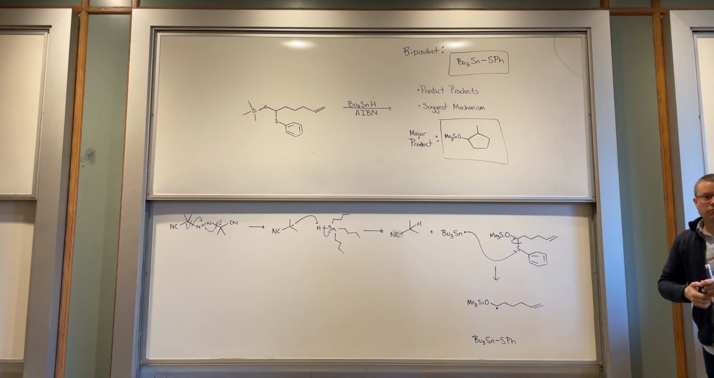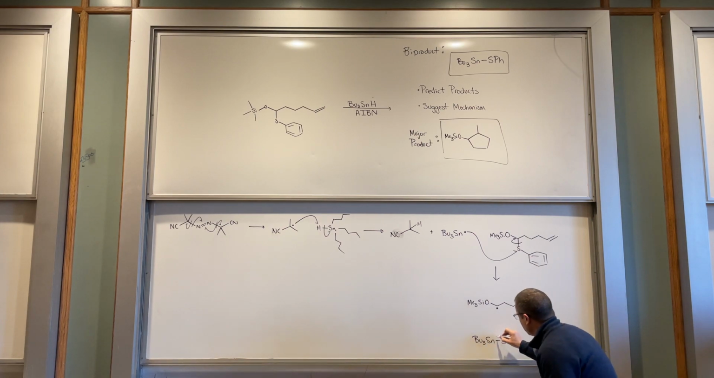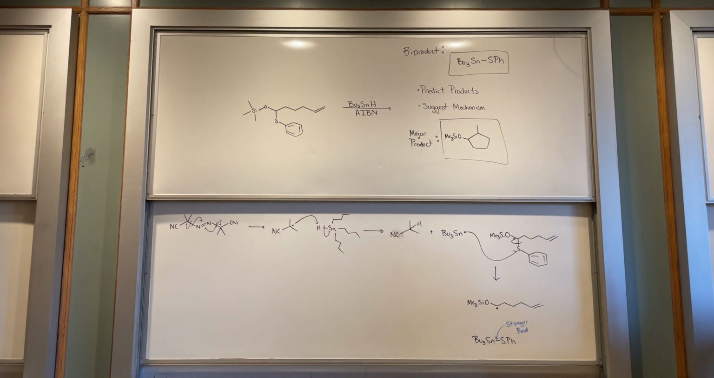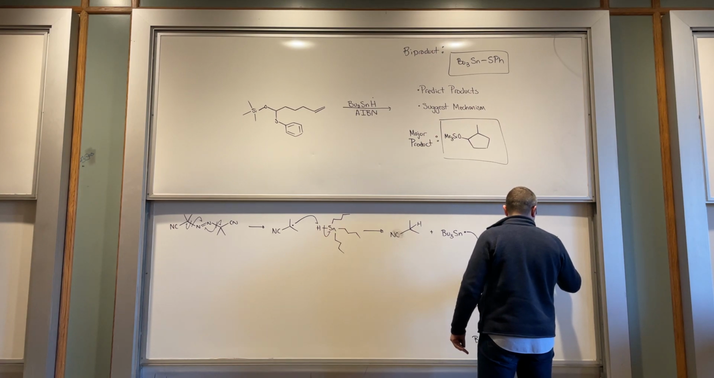Okay, why does this step go like this? What's driving this particular step in the mechanism? It's bond energies, right? The tin-sulfur bond is going to be a stronger bond than the carbon-sulfur bond. They are two elements that are not in the same row, but closer in energy, right? And then the carbon-sulfur bond is going to be a relatively weak bond.